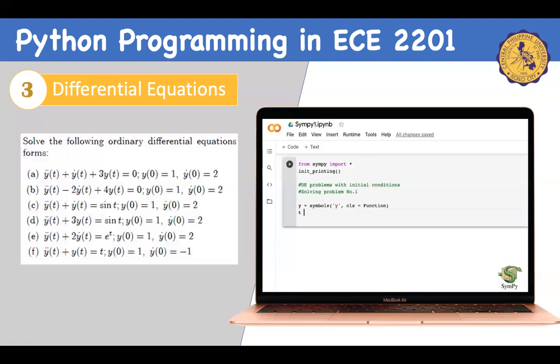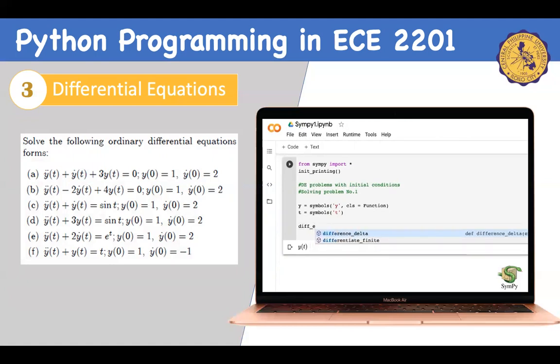I also use the symbol t, because t will be used instead of x. So y is a function, t is a symbol. Now you can write y of t, and it will give you a function of y with respect to time. Now we are going to create a differential equation for problem A. So we have here Eq.